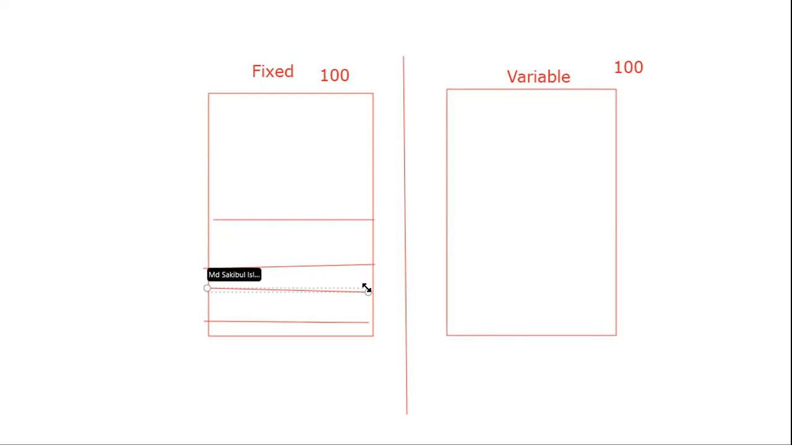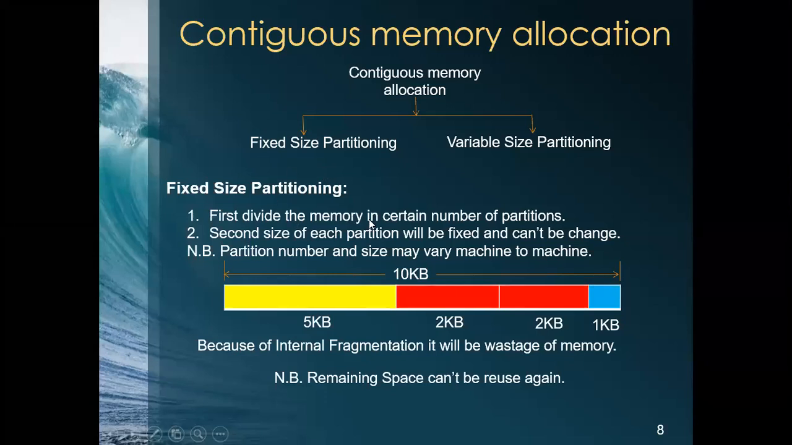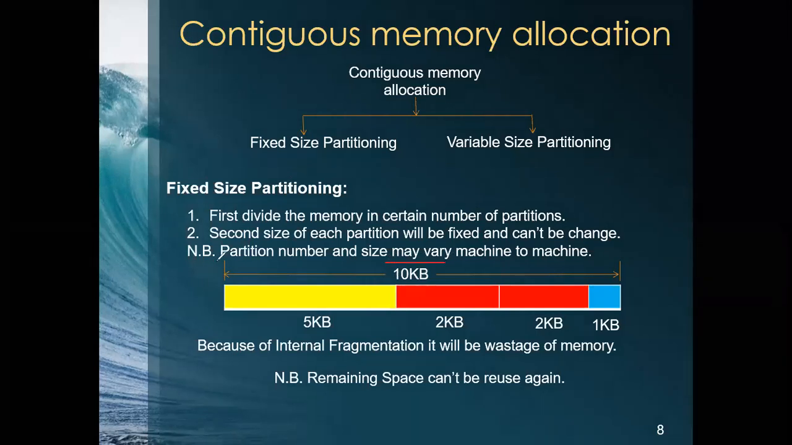That means you will first say that the total space that I have will be allocated into some partitions. So in the fixed size partitioning, we first divide the memory into a certain number of partitions. Okay, then each partition will be fixed and cannot be changed. So if I go for this example, here we had 10 kilobyte of memory. So what we did in the fixed size partitioning, I have partitioned the memory into sizes of 5 kilobyte, 2 kilobyte, 2 kilobyte, and 1 kilobyte. So I have partitioned the memory into some fixed amount of sizes.